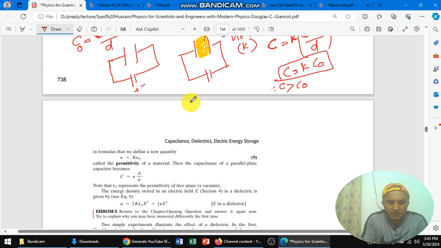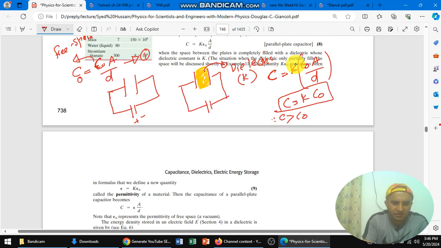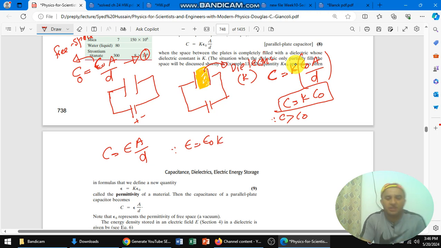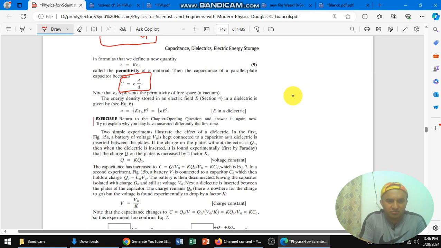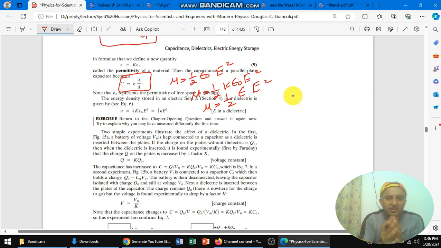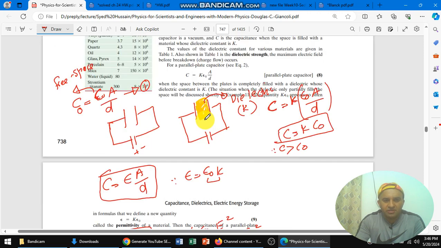We can also write C is equal to epsilon naught A over D, because if we replace epsilon naught K with epsilon, the modified permittivity, which is the product of epsilon naught and K, then we can write C is equal to epsilon A over D. This is the modified capacitance for the dielectric medium between the plates. The energy stored also changes. The energy density is half epsilon naught E square, and it is modified to half K epsilon naught E square, that is half epsilon E square. So the energy density increases if we place a dielectric medium between the plates.